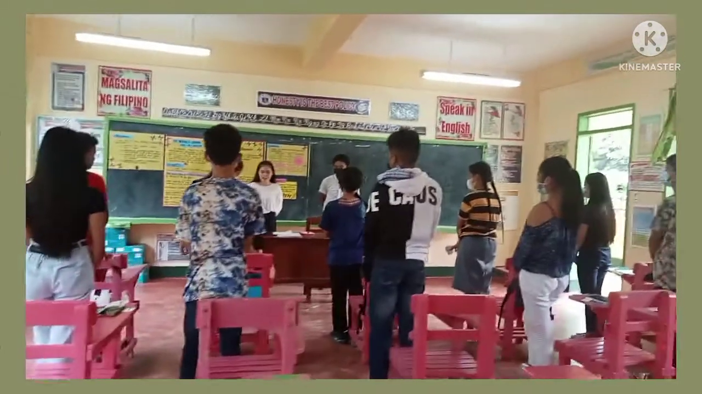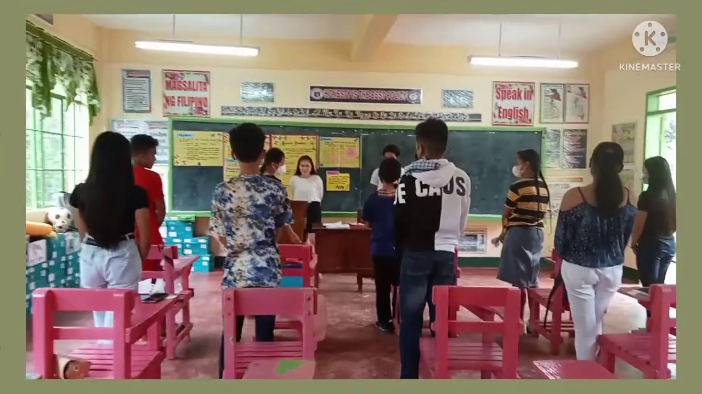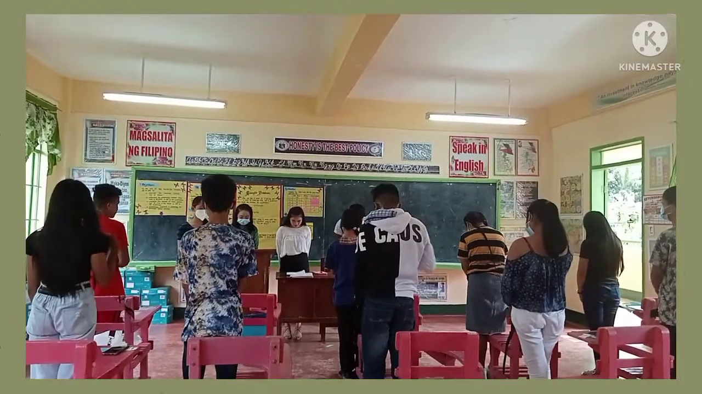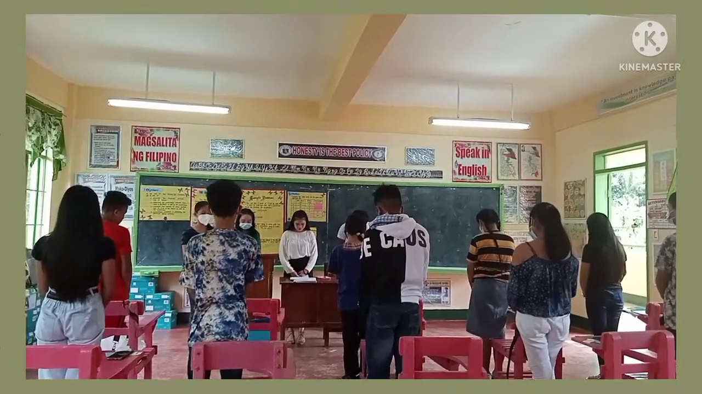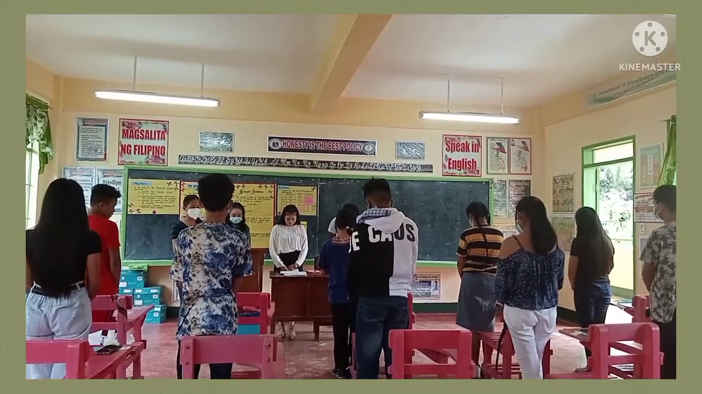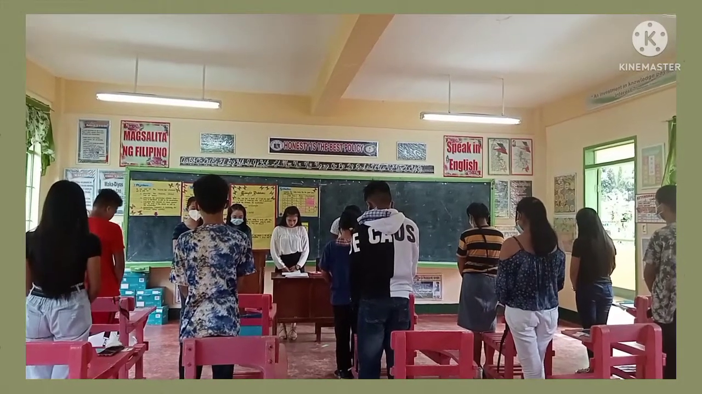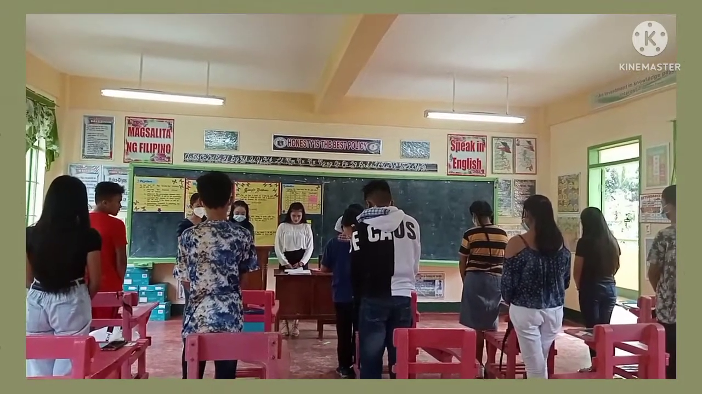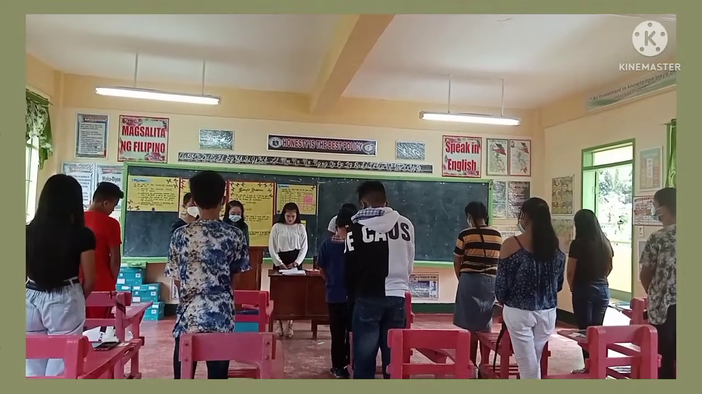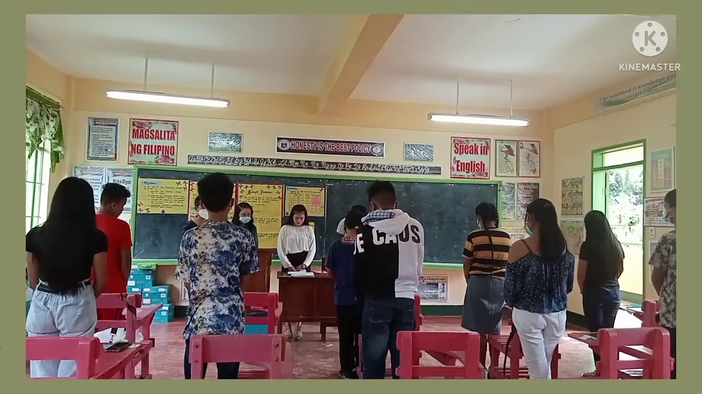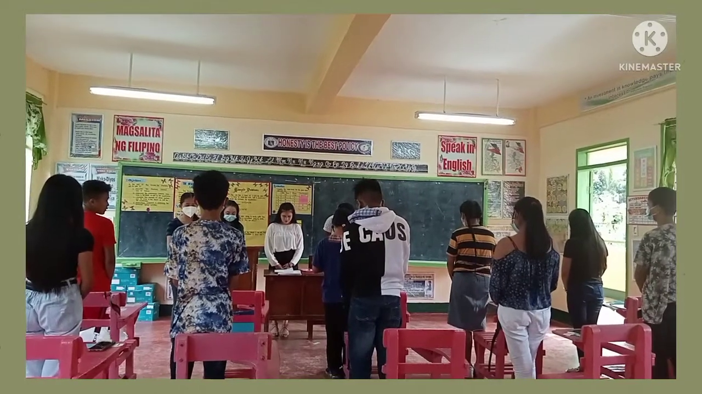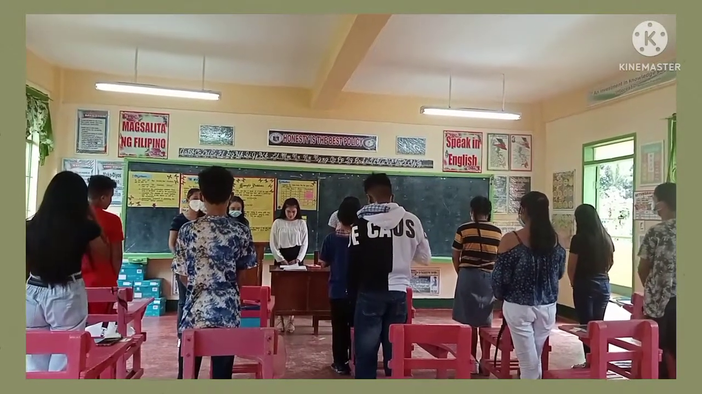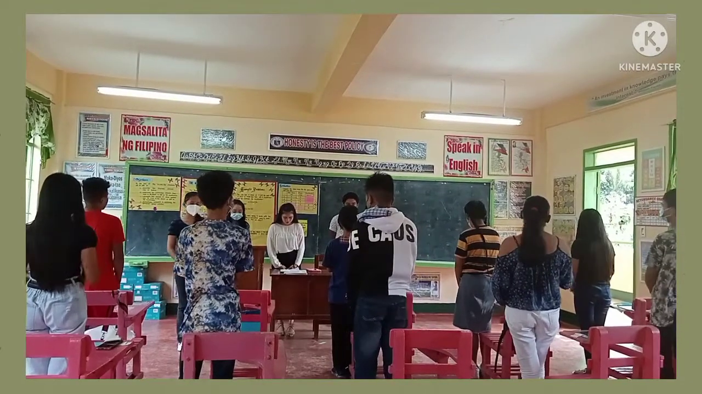Rebecca, can you lead the prayer? Let us pray. In the name of the Father, and Son, and Holy Spirit, amen. Our Father, who is in heaven, hallowed be your name, your kingdom come, your will be done, on earth as it is in heaven. Give us our daily bread, and forgive us our trespasses, and lead us not into temptation, but deliver us from evil. In the name of the Father, and Son, and Holy Spirit, amen.